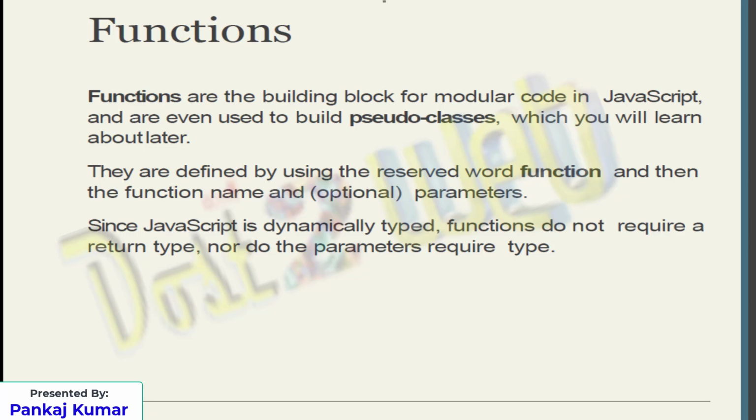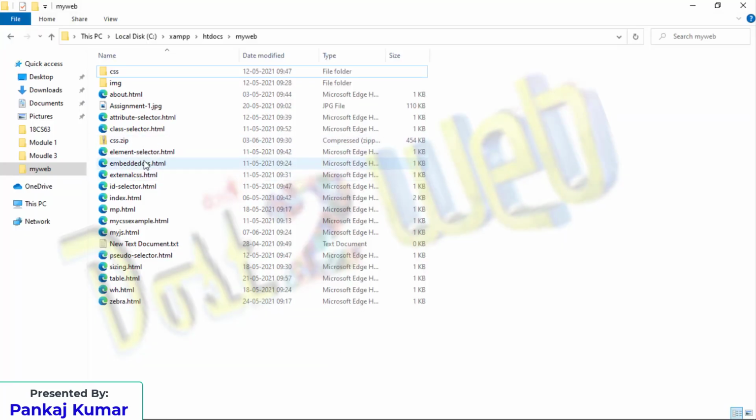Then we have the functions, right? How you can use the functions in JavaScript. Okay, let's see one example. The basic example, how you can use document.write.